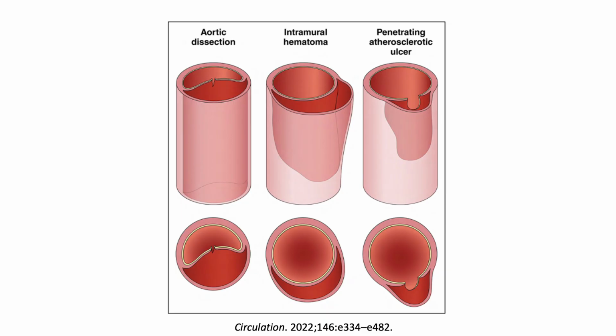And then on the right, we have a penetrating atherosclerotic ulcer. This usually happens in an area of atherosclerosis. You get erosion and blood can penetrate into that, but typically it doesn't dissect or spread very far from the area because there's so much calcification. So you might just end up with a local pseudoaneurysm there.